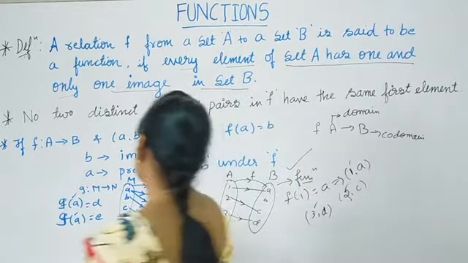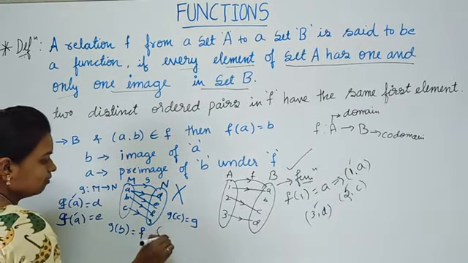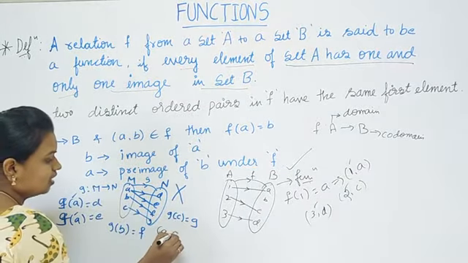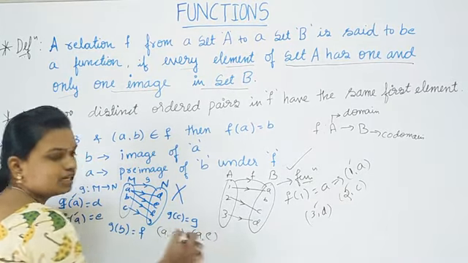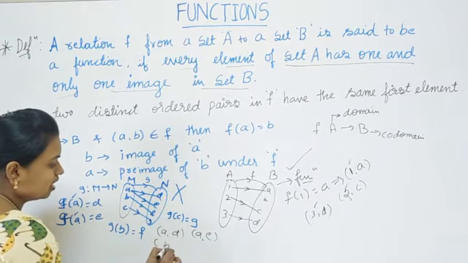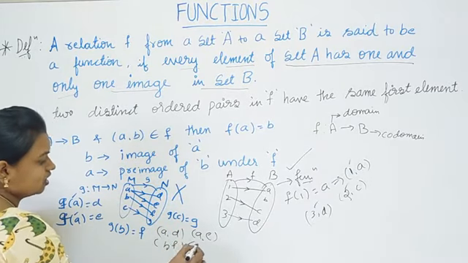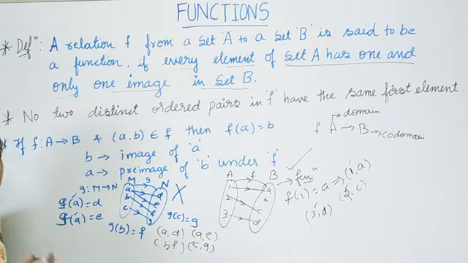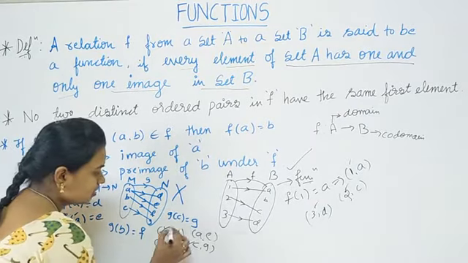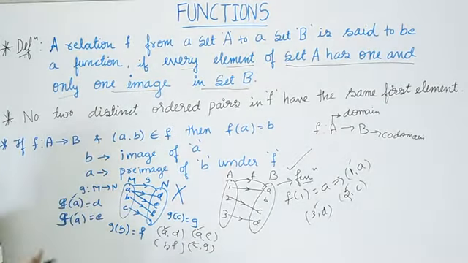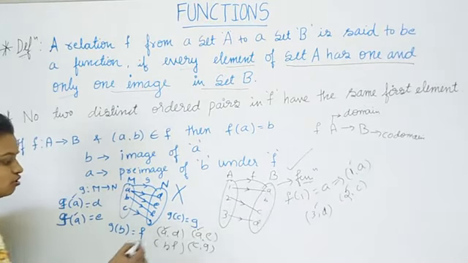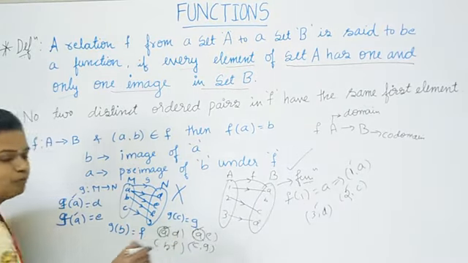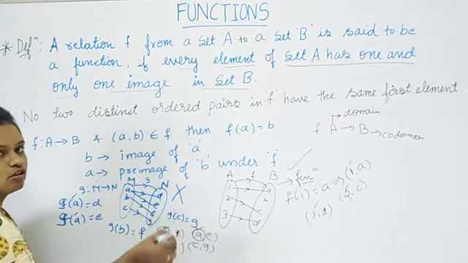But in this one, the ordered pairs can be written like this: a comma d is one ordered pair, another one is a comma e, and b comma f, and the next one is c comma g. Observe that here the first element is repeated. A is mapped to d and also a is mapped to e. The first element of the ordered pair is repeated, hence this is not a function.